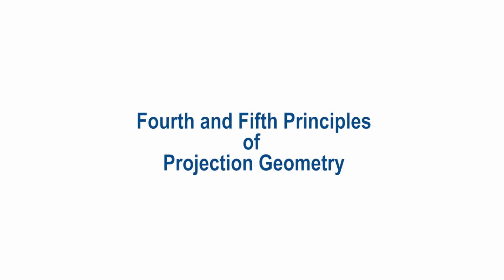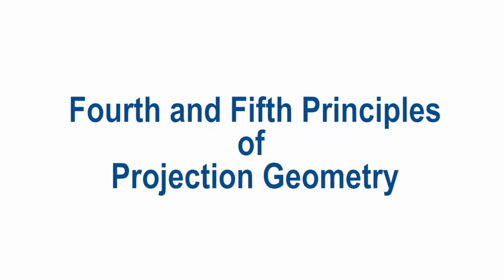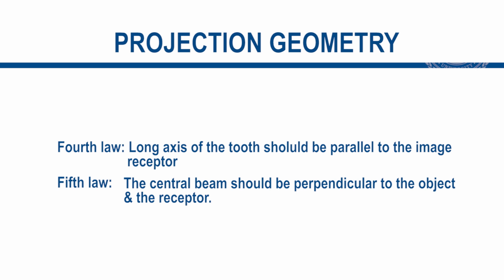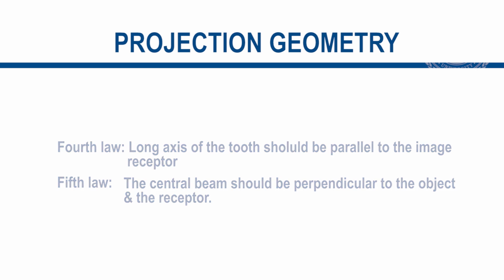Similar to the second and third laws, the fourth and fifth laws complement each other. These laws should be followed to prevent image shape distortion, or in other words, image foreshortening and elongation. The fourth law states that the receptor should be parallel to the long axis of the object, whereas the fifth law states that the central beam should be perpendicular to the object and the receptor. If either law is violated, it will automatically violate the other. Let me explain it to you.